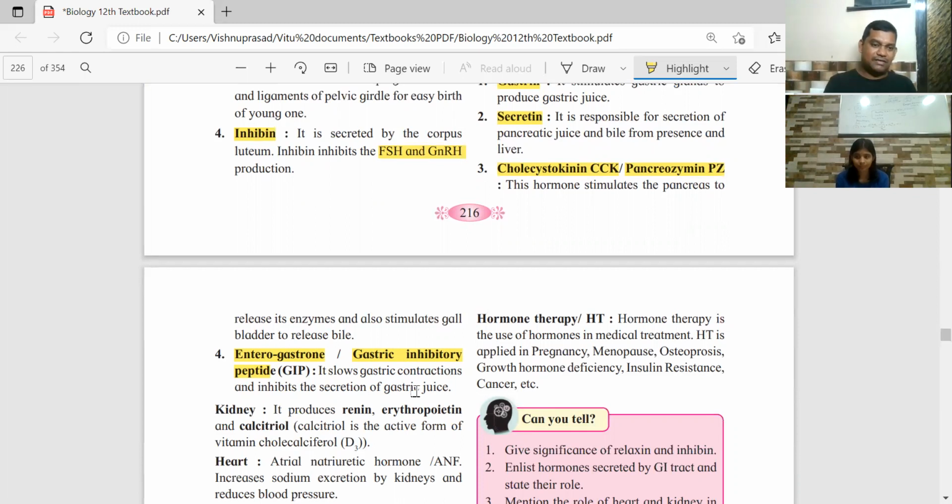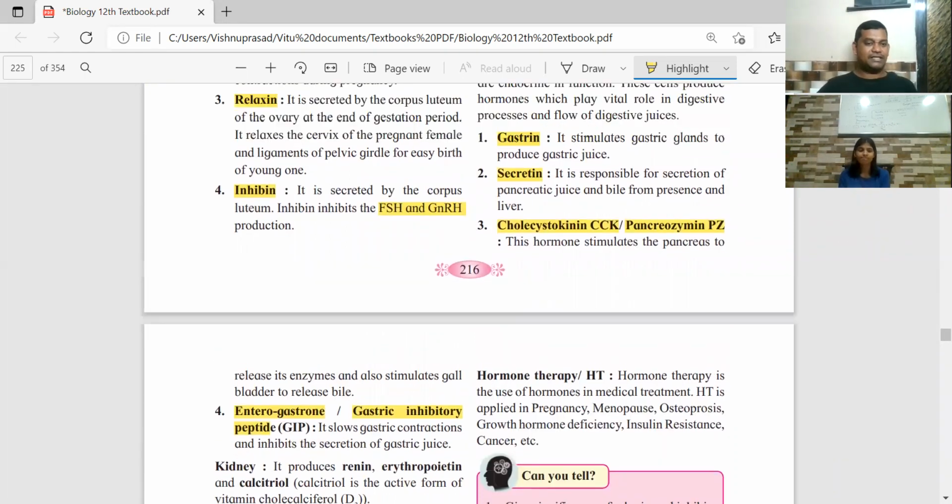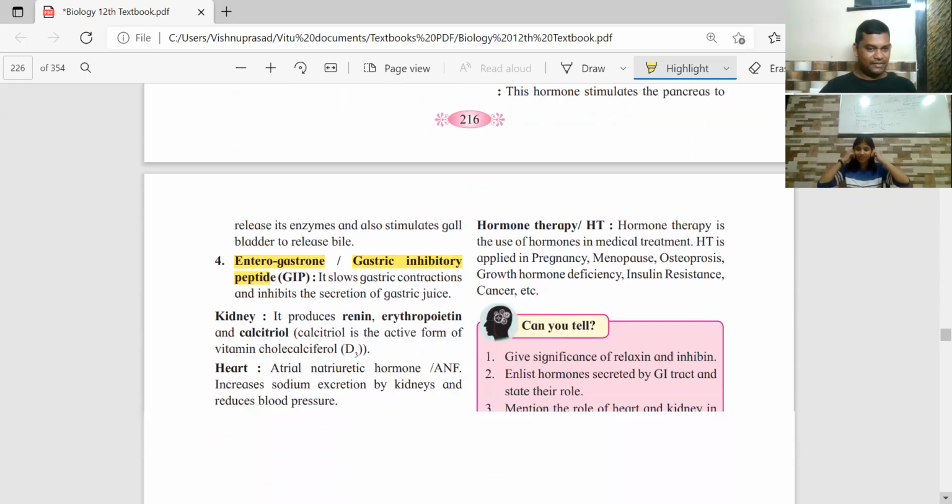If food was there in the stomach, gastrin stimulated the wall of the stomach to produce the digestive juice. The food passed from the stomach into the intestine. So there has to be some message to the gastric glands that food has passed and now you can stop the production. So these are the four hormones associated with the gastrointestinal tract: gastrin, secretin, CCK or PZ, and GIP. Is it clear?